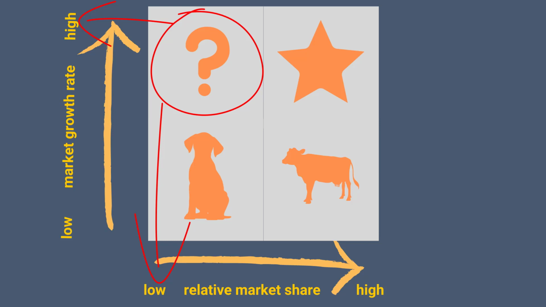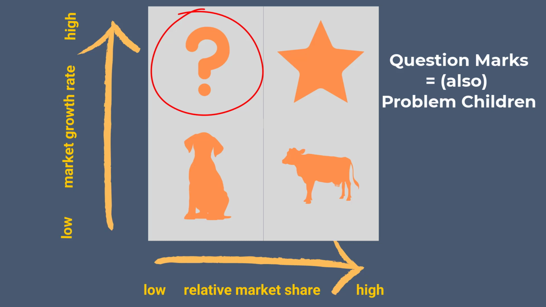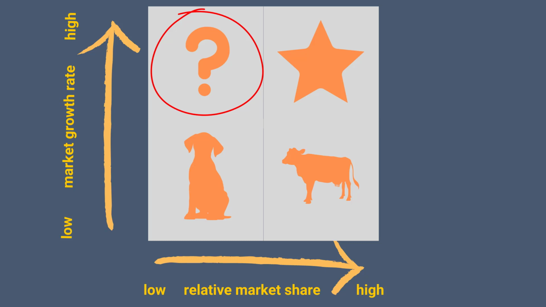So what they have is potential, and they have potential to be stars. Now, the other thing we should notice with question marks is sometimes they're called problem children. So problem children are the same thing as question marks. With question marks, we're uncertain, we don't quite know what to do with them, but we're going to have to use some kind of investment and hopefully transform their potential into being stars.